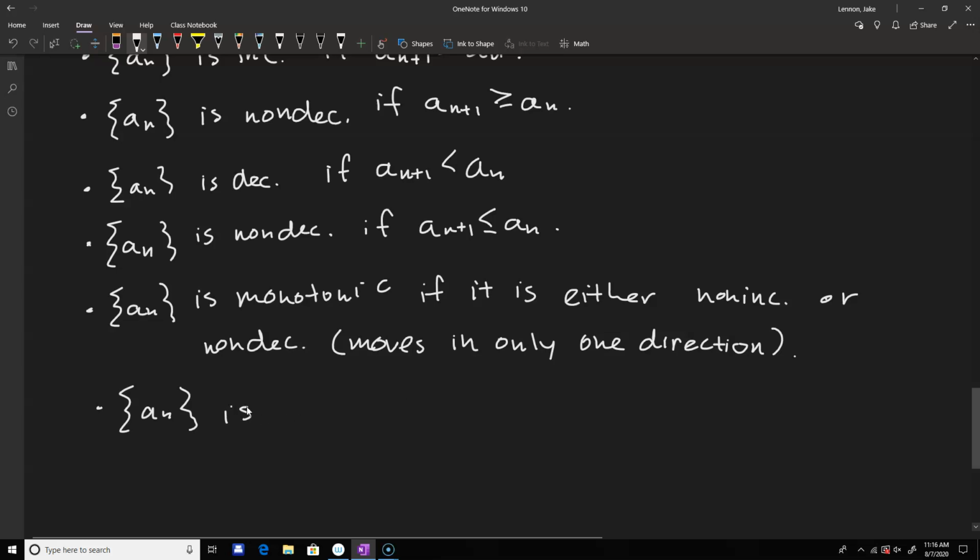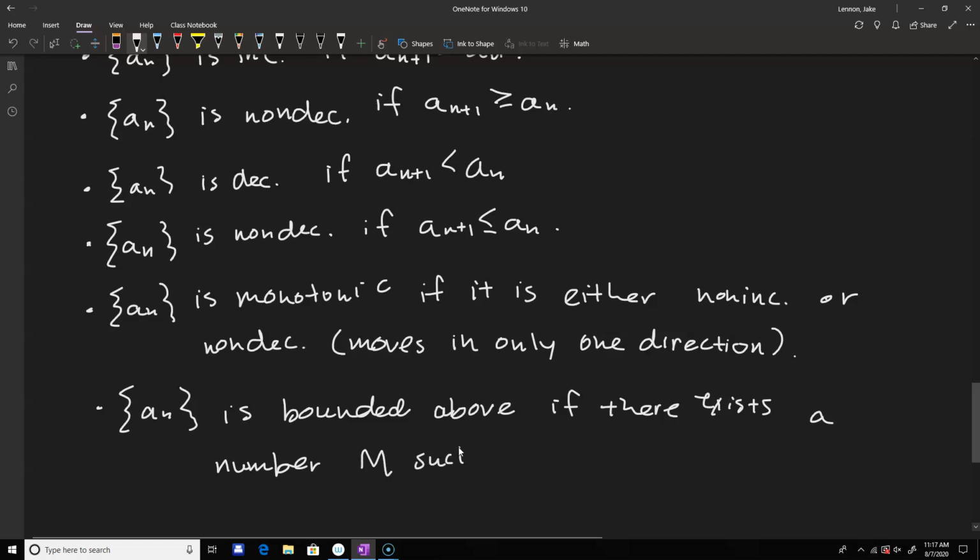So a_n is bounded above if there exists a number M, let's say, such that a_n is less than or equal to M for all n.